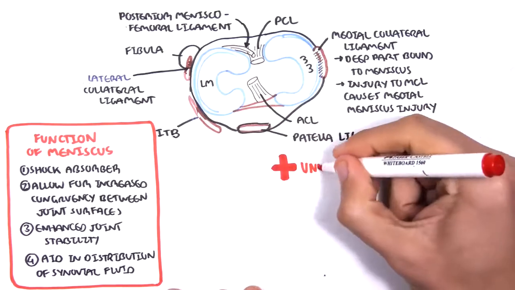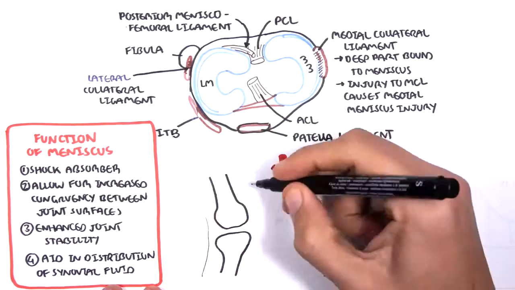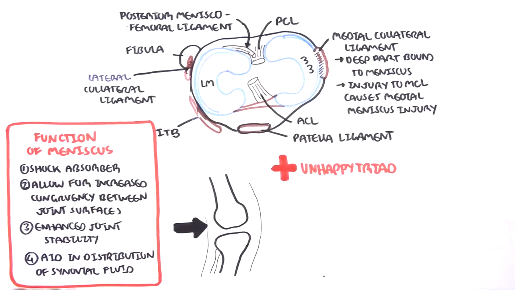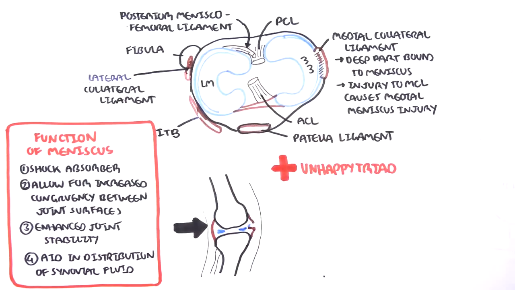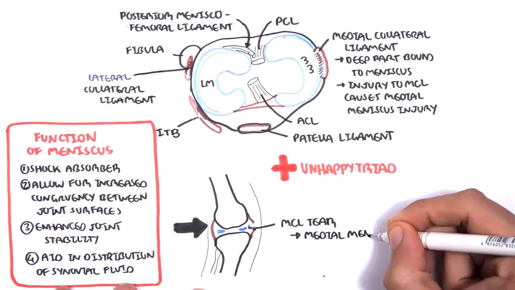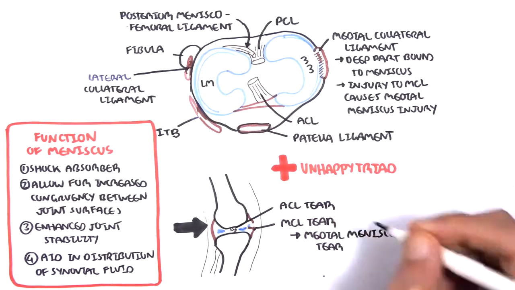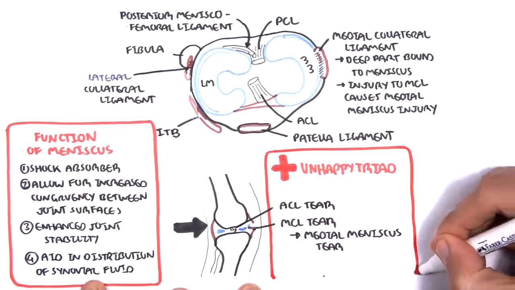Clinical significance. There's something called the unhappy triad or the O'Donoghue triad. This is a serious injury coming from the lateral part of the knee joint with the knee twisting. The unhappy triad consists of a medial collateral ligament tear, which will then tear the medial meniscus, and the injury will also result in an anterior cruciate ligament tear. This is an indication for surgery.